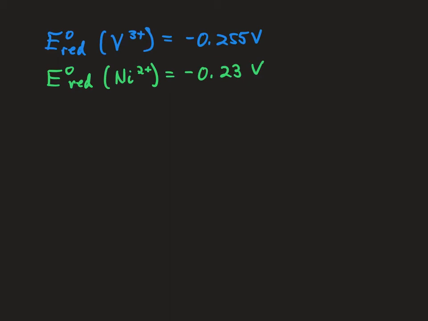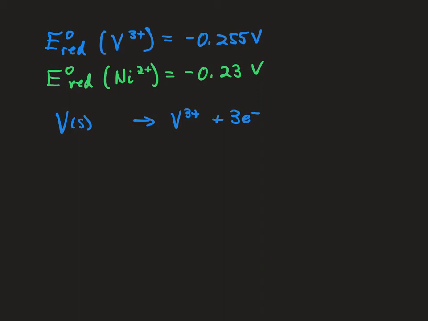Let's consider these two reduction potentials. These are standard reduction potentials for the vanadium ion and the nickel ion. Let's write out our expression. The vanadium one is more negative, so that one will have to become the oxidation half reaction. So if we write this out, let's go with our oxidation first. We'll take vanadium and have it be oxidized to our vanadium ions plus 3 electrons.